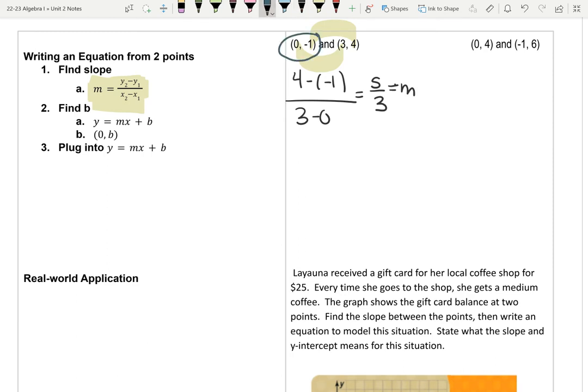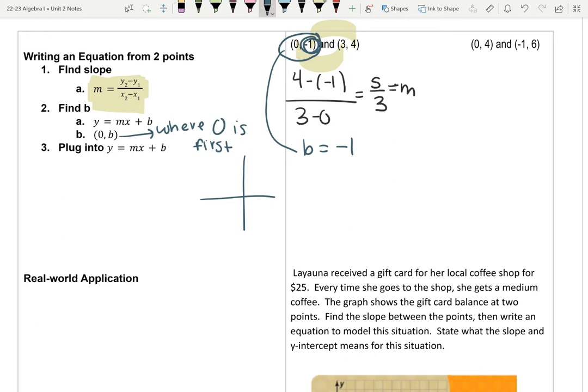Your b comes from the point where 0 is first. So that means that this number right here is going to be my b. So my b is going to be -1. Because if you think about it, if I were to graph this, it would be over 0, so left and right none, and then down 1. And so that's going to be your y-intercept. So then you just have to plug it in. So I'll have y equals 5/3 x minus 1.